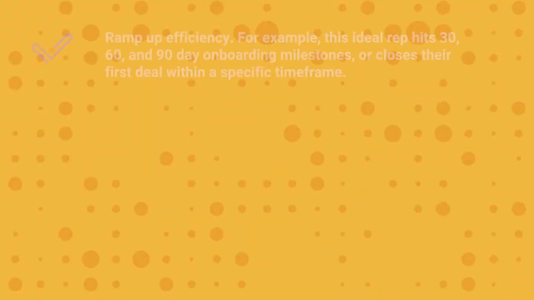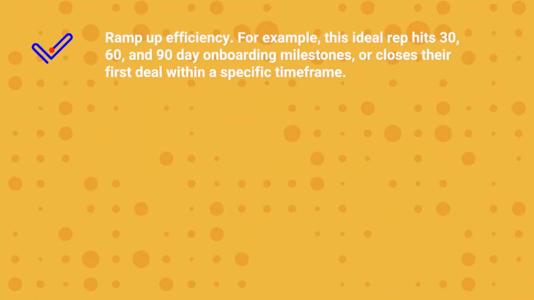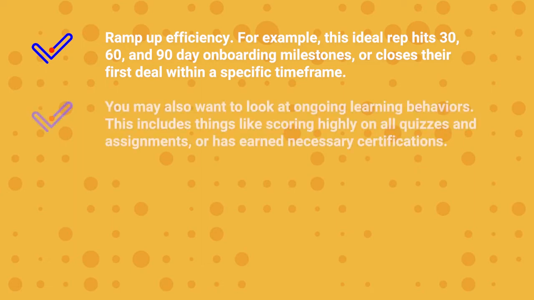Now I'm going to walk you through how you'd go about building an IRP, or an ideal rep profile. The first thing to note is that an IRP will look different at every organization. But some common factors to include are ramp up efficiency. For example, this ideal rep hits 30, 60, and 90-day onboarding milestones or closes their first deal within a given time frame.